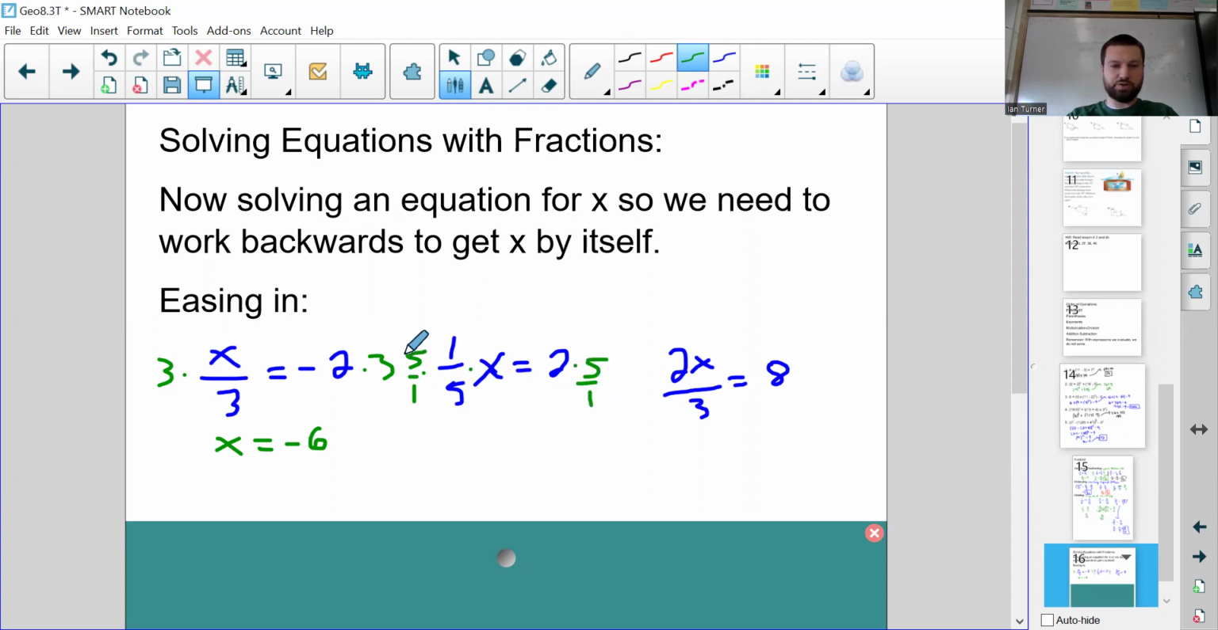And if you want to double check yourself, these cross cancel. So we're left with 1x, which is what we want. It's the whole point of doing this. And then 2 over 1 times 5 over 1 is just 10 over 1, or just 10. So we get x equals 10. How are we feeling so far? Easing in, getting some easy ones done.